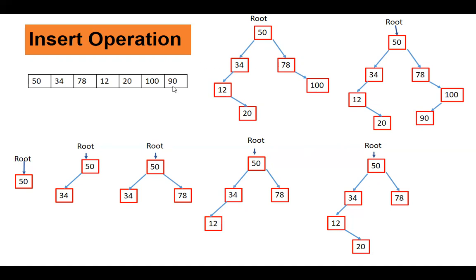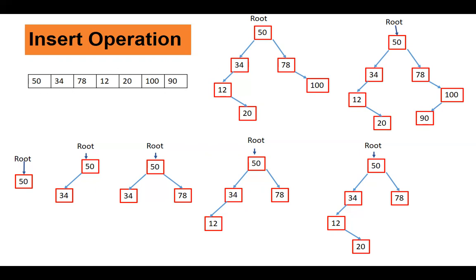The last key you read is 90. Again compare it with the root. 90 is greater than 50. Go to the right side. That is 78. Again it is greater than 78, so go to 78's right child. That is 100. Now the key is smaller than 100, so insert it as the left child of 100. So 90 is inserted as the left child of 100. So this is a complete binary search tree created using these keys.